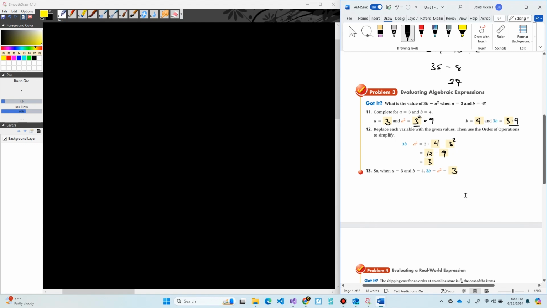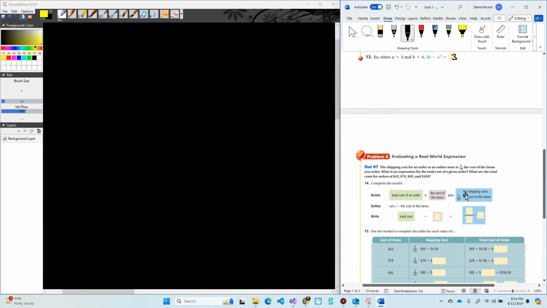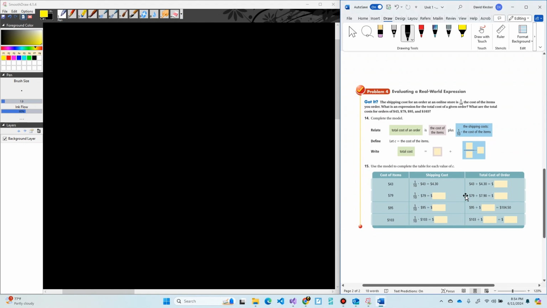All right, last, let's look at a word problem. This is going to be our first real-world word problem here. So we have, let's read this. The shipping cost for an order at an online store is 1/10 the cost of the items you order. What is an expression for the total cost of a given order? And what are the total costs for orders of $43, $79, $95, and $103?